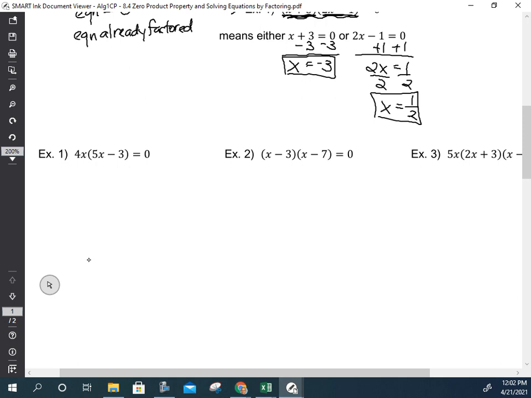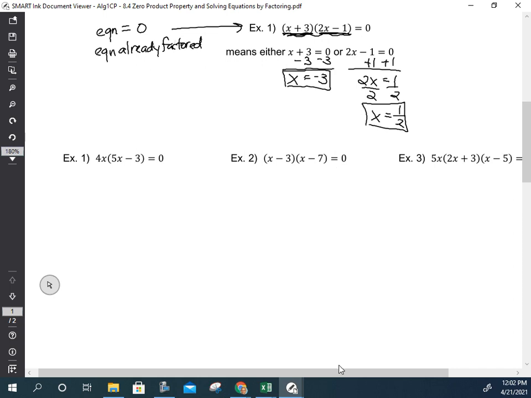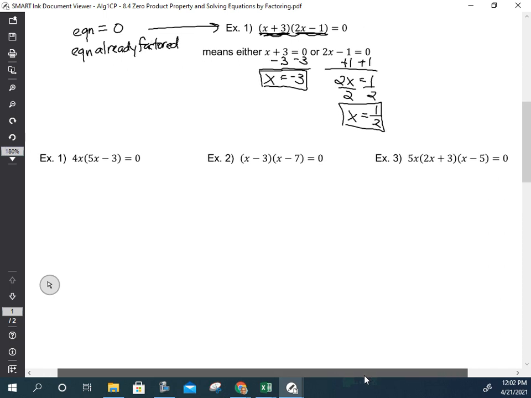All right, so examples 1, 2, and 3. We're going to do 1 and 2 together. You're going to do 3 by yourself. So let's do 1 and 2 together before you do 3 by yourself. So example 1. 4x parentheses 5x minus 3 equals 0.